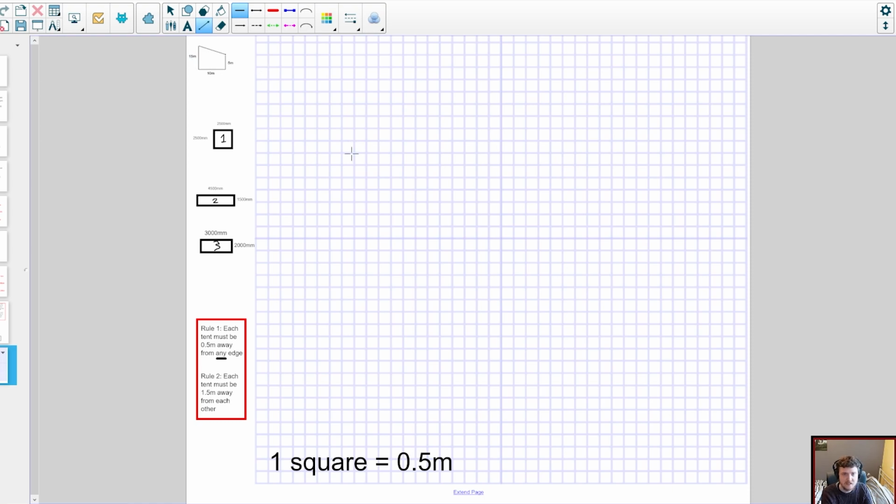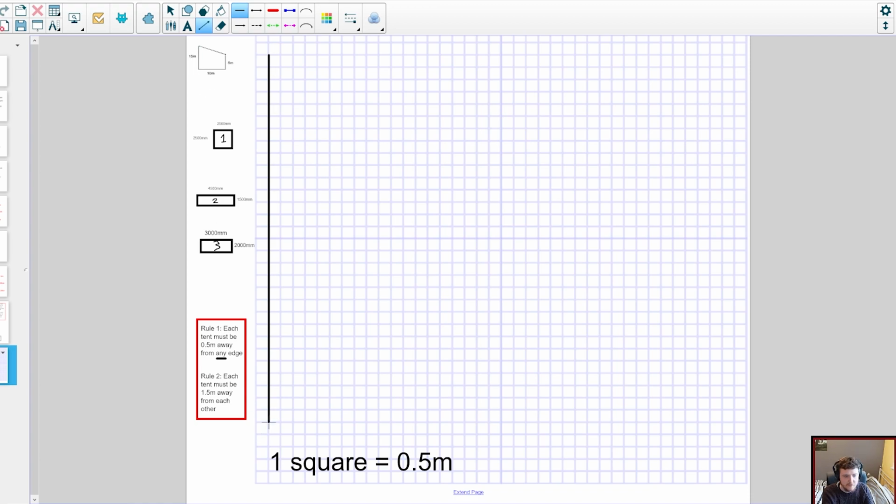So how many squares is it going to be? Well, if 1 square is 0.5, then 2 squares is 1 meter. And so I'm going to double my amount of squares. So I'm going to count down to 30. 2, 4, 6, 8, 10, 12, 14, 16, 18, 20, 22, 24, 26, 28, and 30. So let's just count that again to make sure. Yeah, so that's 30. So that's my left-hand line here.